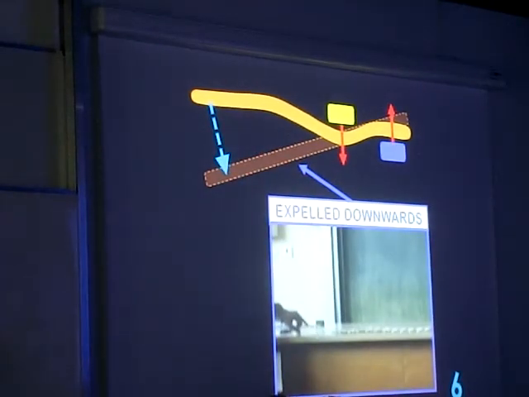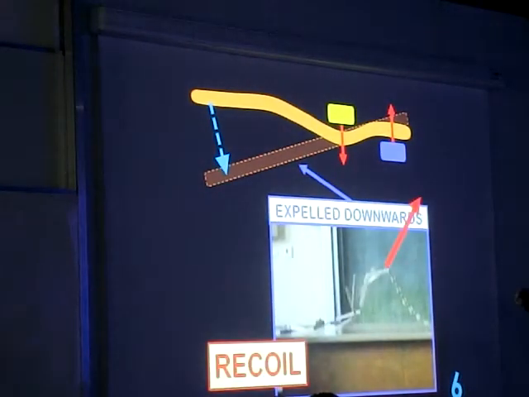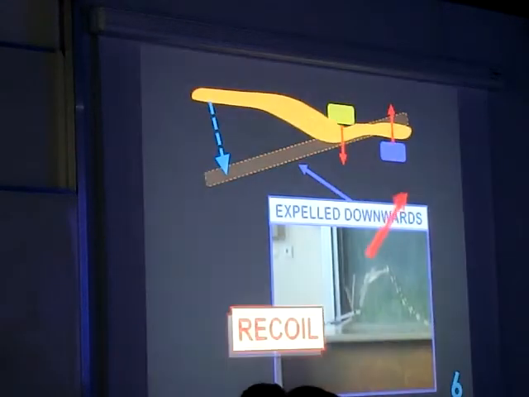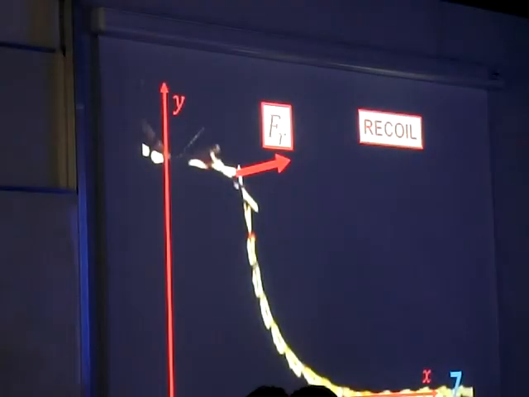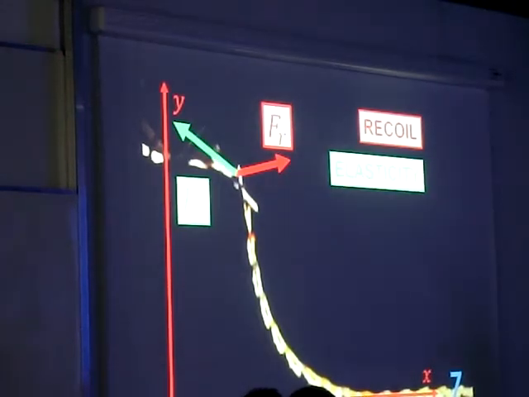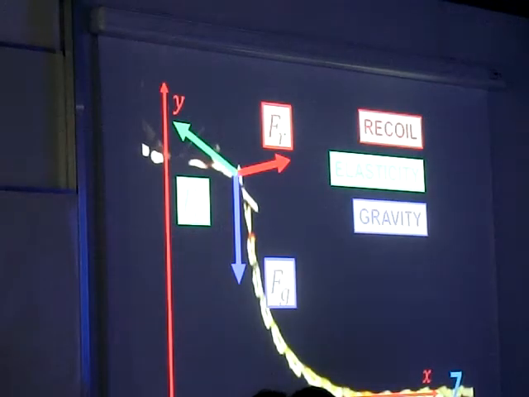The sticks, as they get expelled downwards, impart a recoil onto the end of the cobra, raising it. Other forces that are acting on the end of the cobra are the elasticity of the cobra as we bend it, and also the gravitational pull on the cobra.